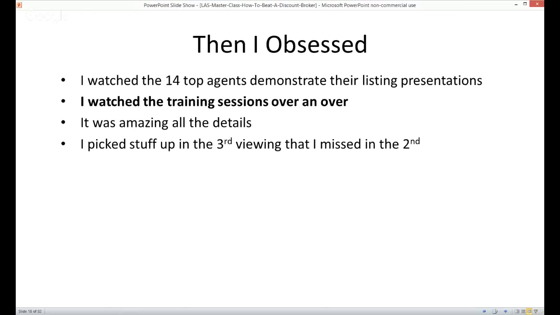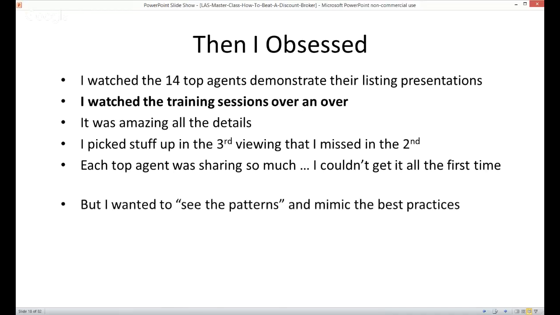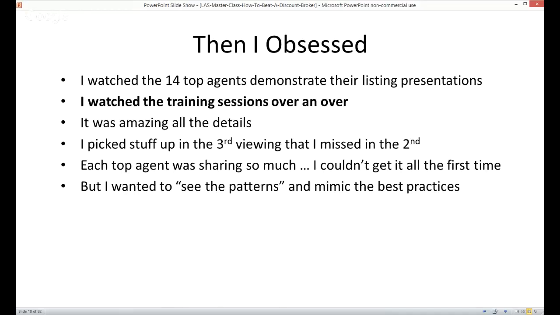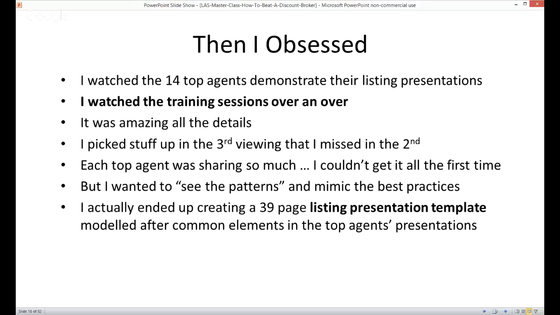So I picked up stuff in the third viewing that I missed in the second, and vice versa. I was just adding all this information, and each top agent was sharing so much. I just couldn't get it the first time, so I had to watch it a couple times. But I wanted to see the patterns that they had and mimic their best practices. And I actually ended up creating out of that this 39-page listing presentation template that I modeled after the common elements in the top agents' presentations.